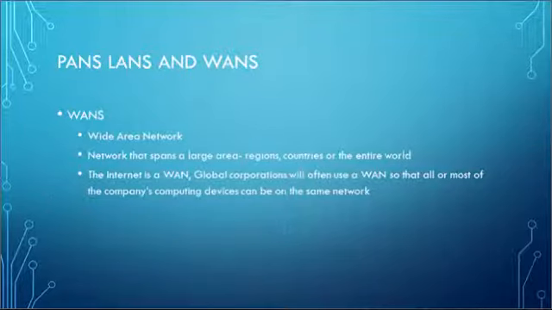The WAN is a wide area network, and this is a network that spans regions, countries, sometimes even the globe. The internet is essentially the wide area network. Global corporations also often use wide area networks to ensure that all the computing devices that the company owns can be on a secure network.